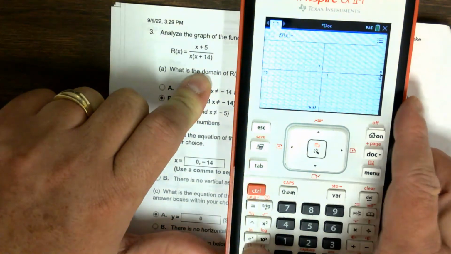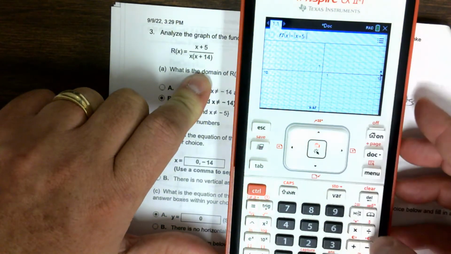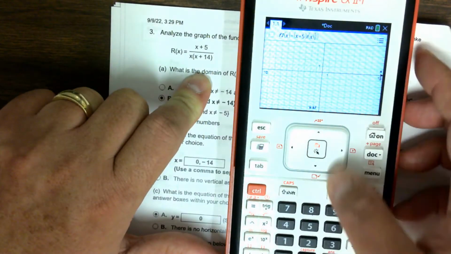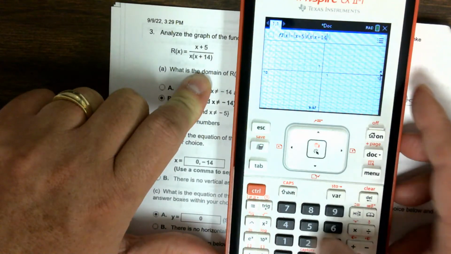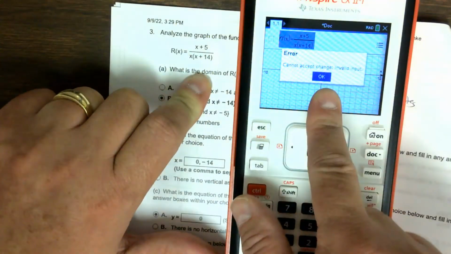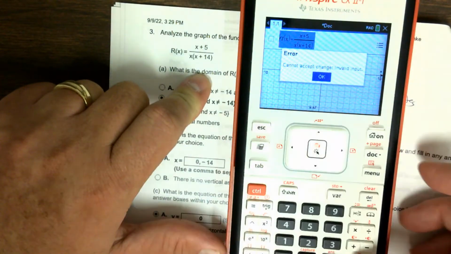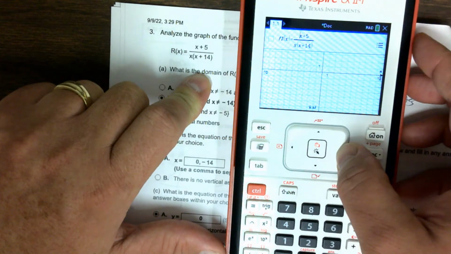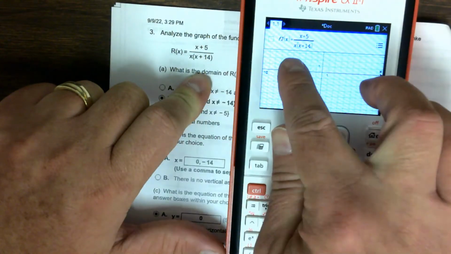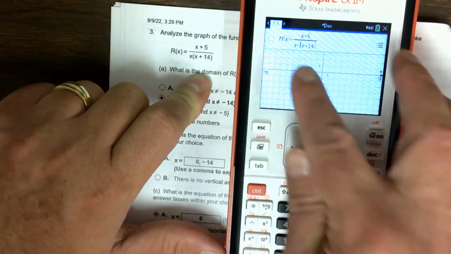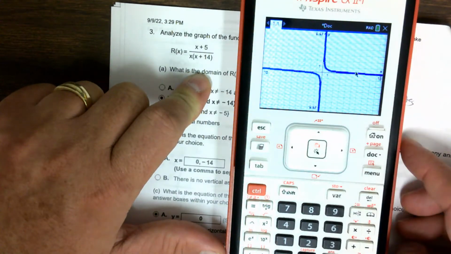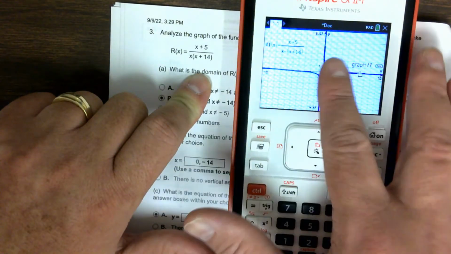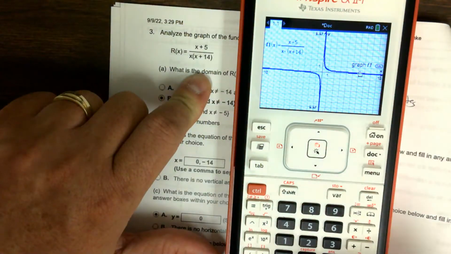x plus 5 in the numerator, and then x times (x plus 14) in the denominator. Oh, I'm glad this showed up. If it says error cannot accept change, that means I forgot a times sign. If you just have a term like x, you need a times sign in front of your parentheses. So then it worked. Now, if you don't zoom out, you only think you have one asymptote. But we'll just zoom out.